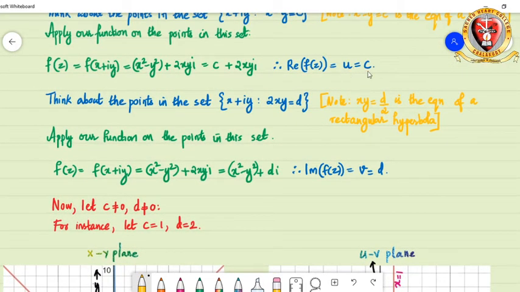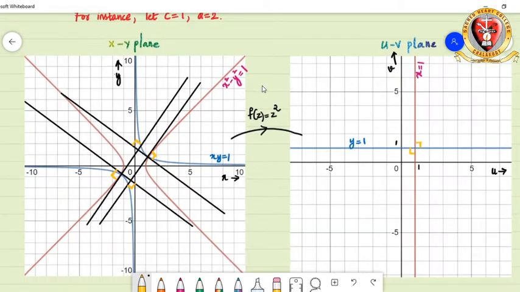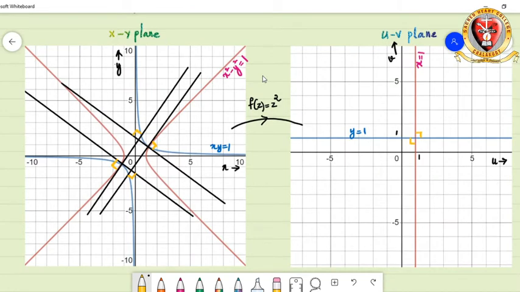The image is u is equal to c. So instead of c you are having 1, right? So here u is equal to 1 will be the set of all points which are mapped from the hyperbola x square minus y square is equal to 1.